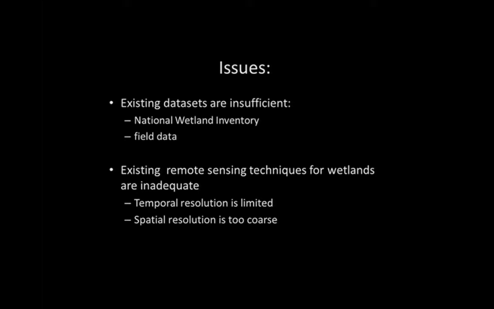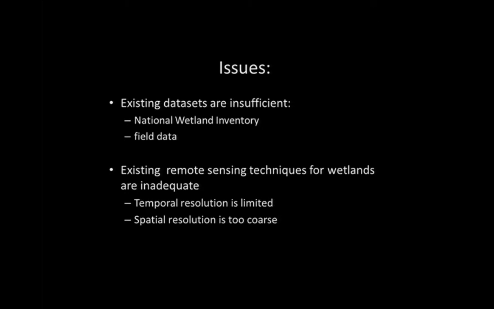wetland hydrologic data collected through remote sensing techniques. And again, those techniques available at the time were inadequate for mapping wetland hydrology. The primary reasons were that the temporal resolution is often very limited. Techniques looked at change between 2 or 3 dates, and that's not enough information to get at the hydrologic regime of a wetland. And the spatial resolution is just too coarse.